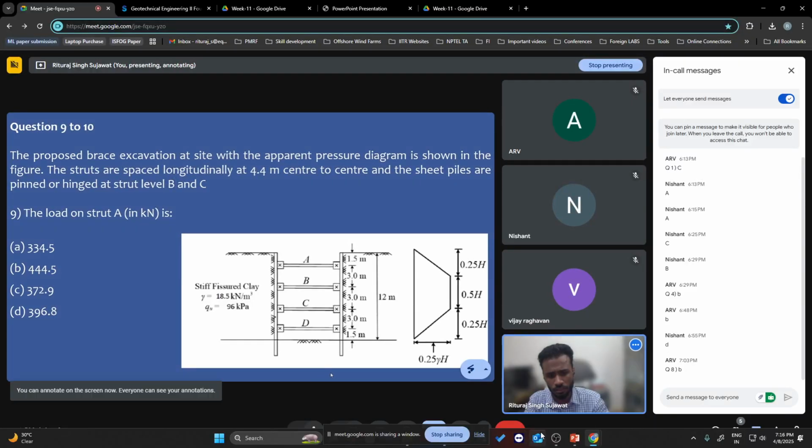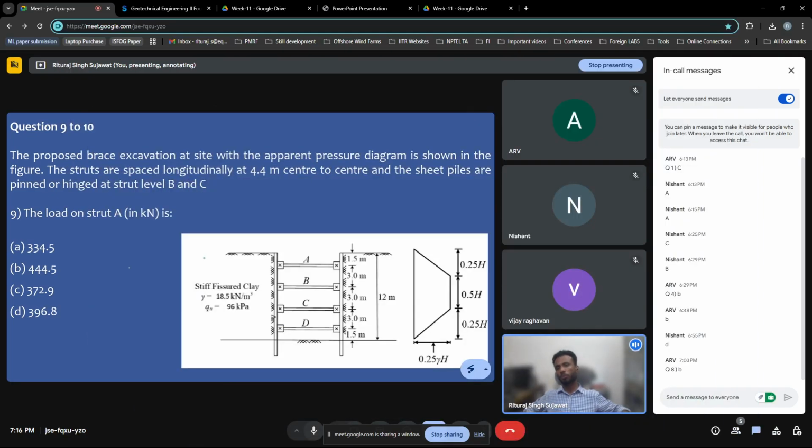Is it visible? Yes, sir. Now it's okay. So you are having the proposed braced excavation at a site with the apparent pressure diagram shown in the figure. The struts are spaced longitudinally at 4.4 m center to center, and the sheet piles are pinned or hinged at strut levels B and C.